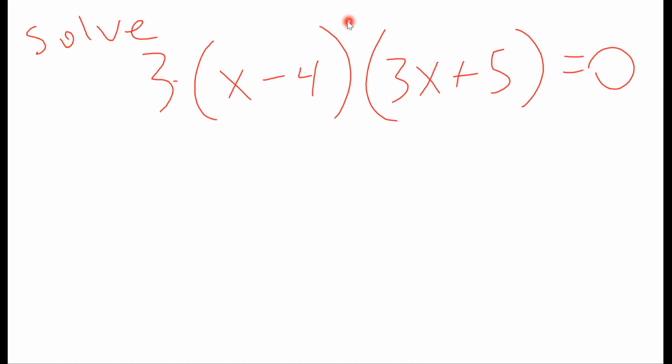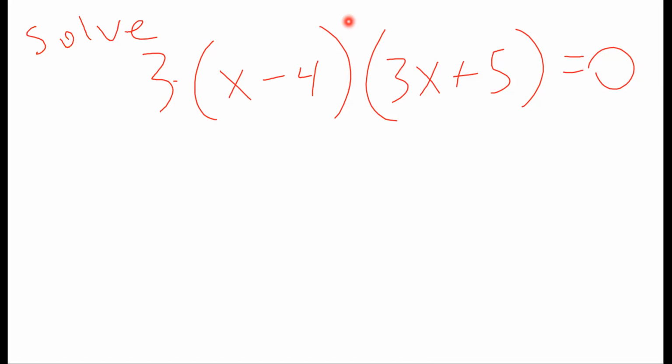And it wouldn't work if this was like a 5 over here on the right-hand side. It only works if this right-hand side is equal to 0. That's the whole point, and that's why when we solve things, we put a 0 on the right and everything else on the left.